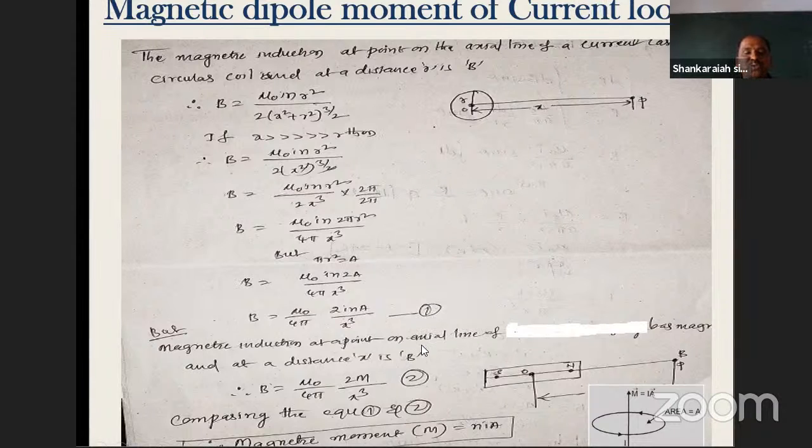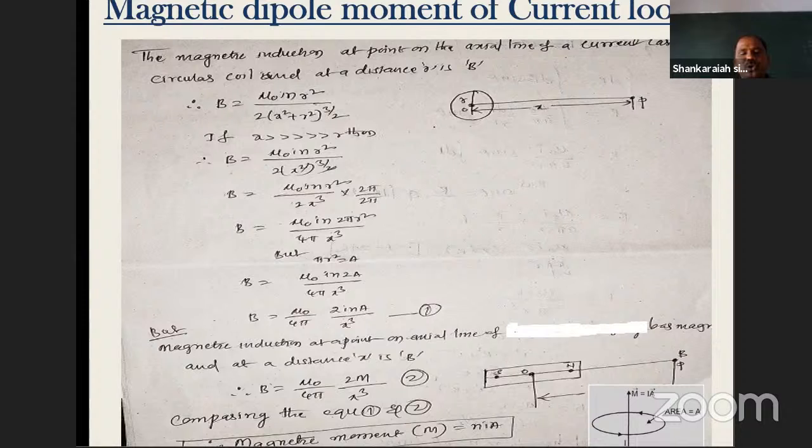Comparing equation 1 and 2, mu naught by 4 pi, 2 I N A divided by x cube. Here m is there in x cube; in place of m, which one is there, sir? Here I N A, the magnetic moment or magnetic dipole moment. M is equal to I N A, or N I A. N is the number of turns. Here only N equal to one turn is taken.